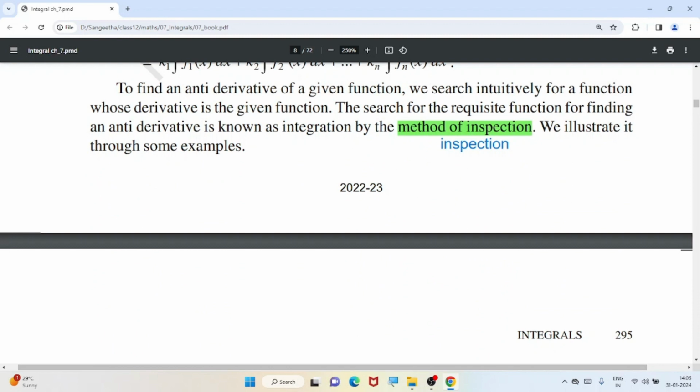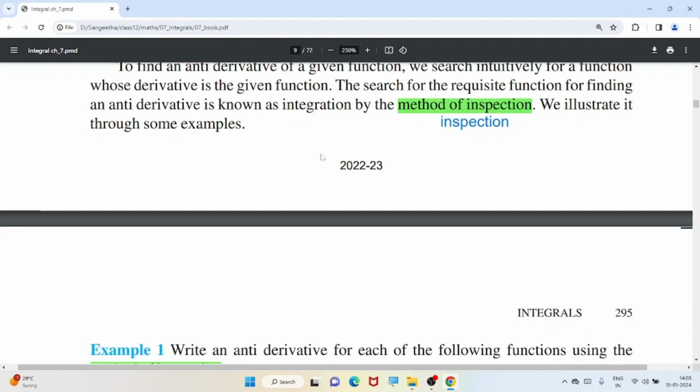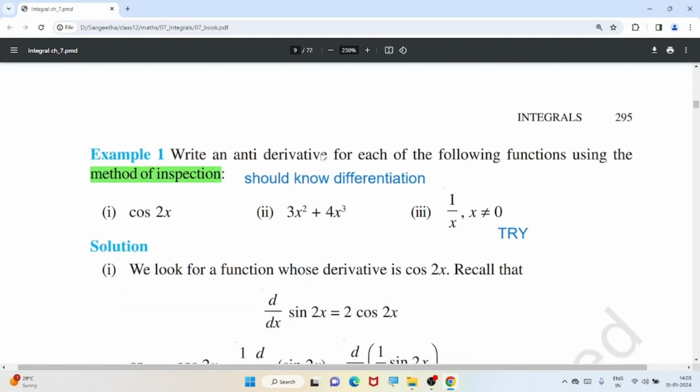Method of inspection. So we will see what is the method of inspection. Basically, you should know the differentiation. Write the antiderivative of the following in the method of inspection. Cos x means you know the sin x, cos x are related. Differentiate sin x, you will get a cos x.